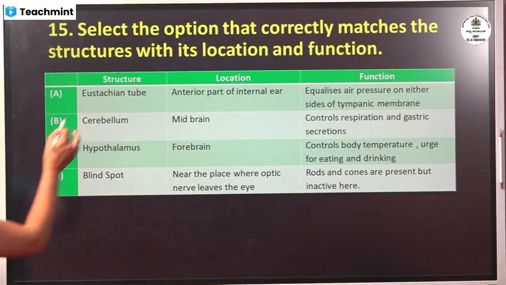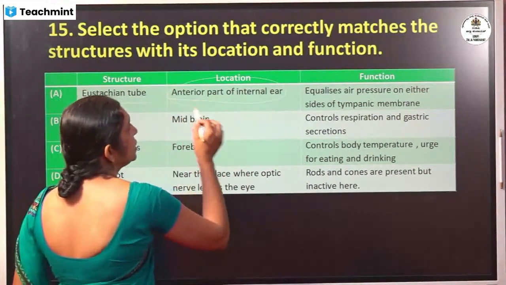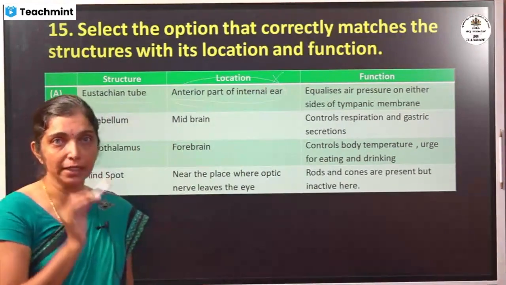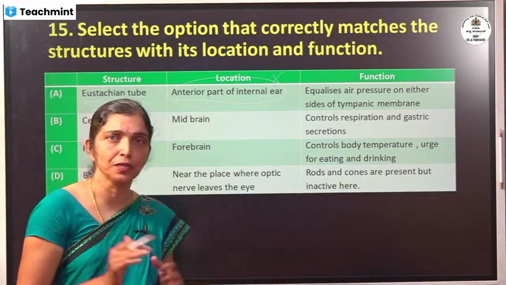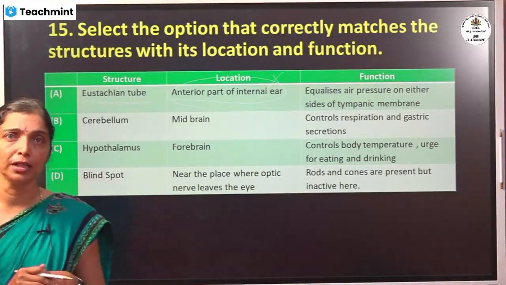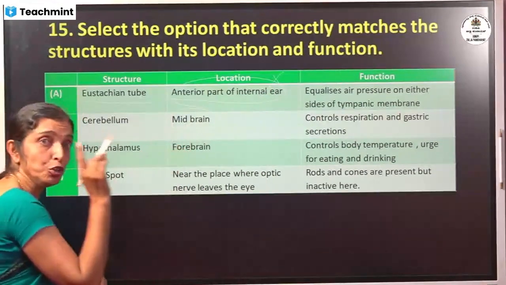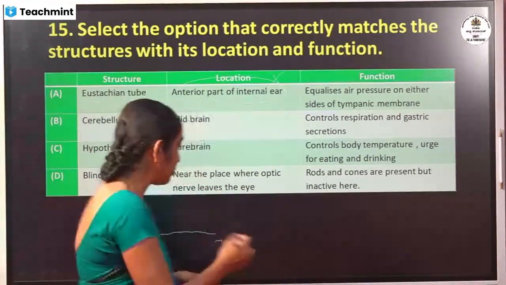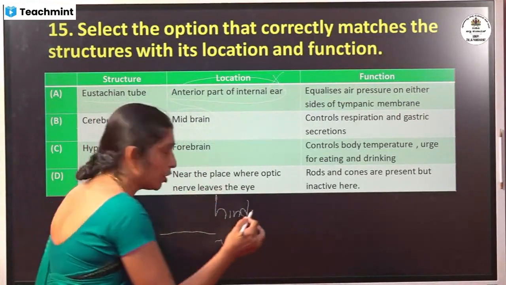So we'll see here, eustachian tube, anterior part of the internal ear? No, it is a part of the middle ear. Function: equalizes the air pressure on either side of the tympanic membrane. Then we have the cerebellum, which is part of the midbrain? No, it is a part of the hindbrain, that is, the rhombencephalon.